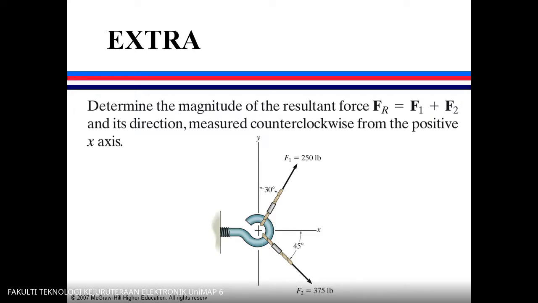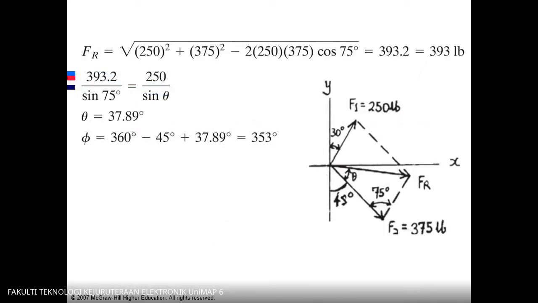Determine the magnitude of the resultant force Fr equals F1 plus F2 and its direction. Okay, so how do we solve this one? The unit is in pounds, so just forget the unit. We assume F1 equals 250 newton and F2 is 375 newton. So how do we do this?